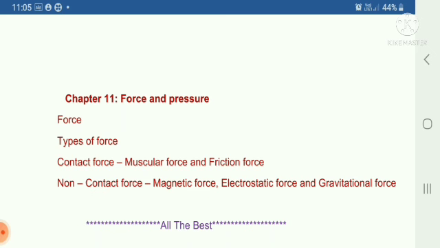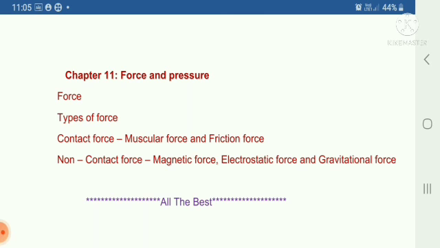And force is divided into two types: one contact force and another non-contact force. Force applied only when it is in contact with an object is called contact force. Force applied when it is not in contact, without touching an object, is called non-contact force. Yes, examples of contact force: muscular force and frictional force. Examples of non-contact force: magnetic force, electrostatic force, and gravitational force.